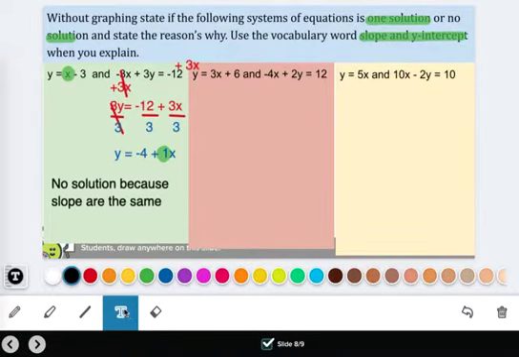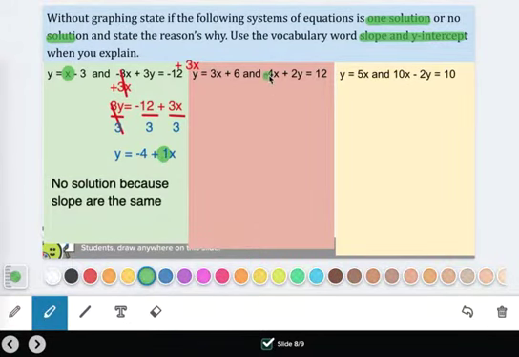Oh, I didn't finish this. Same, no solution because slopes are the same. That's the first one. Now, first thing you need to do is solve this into slope-intercept form.